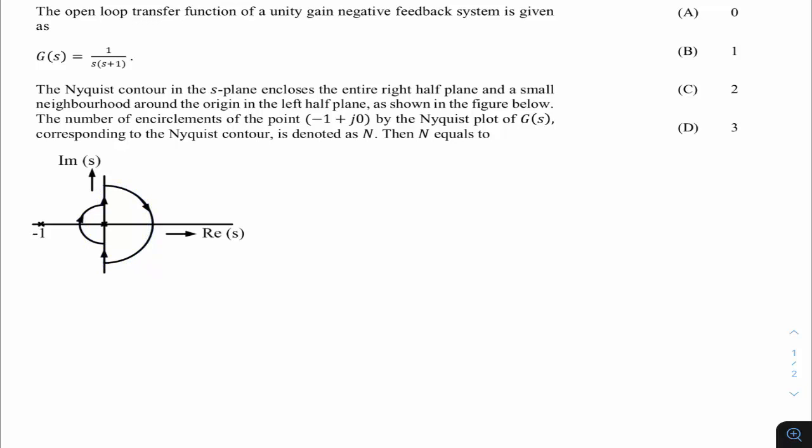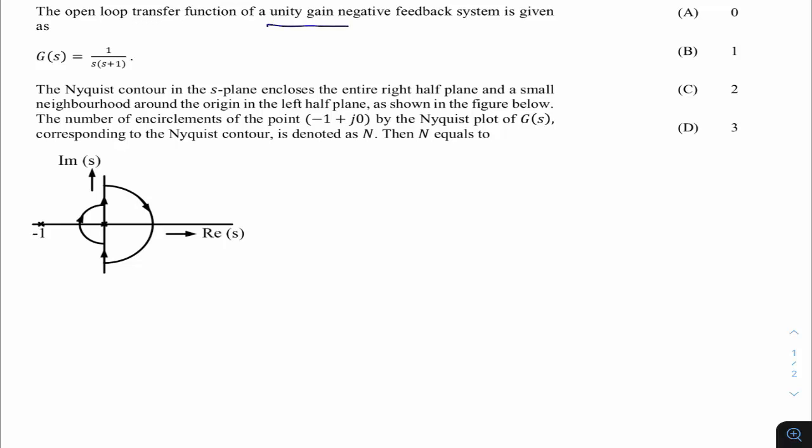If you see, the Nyquist contour in the s-plane encloses the entire right half plane and a small neighborhood around the origin in the left half plane. That is what they are saying, I mean, the pole at the origin is being enclosed. So the first thing is, this system is a stable system. Now you ask, how do I know it is a stable system?